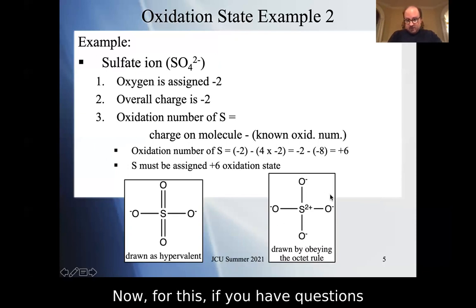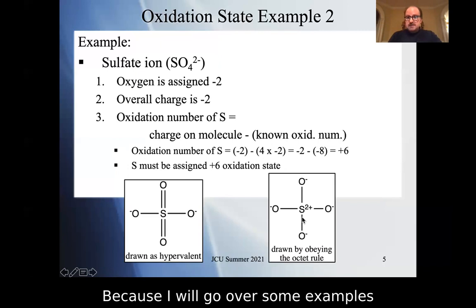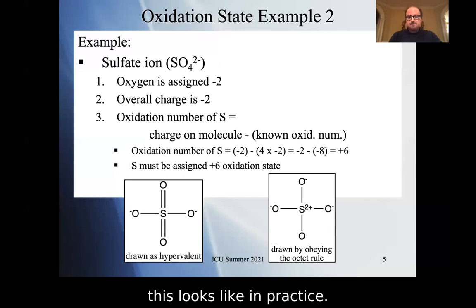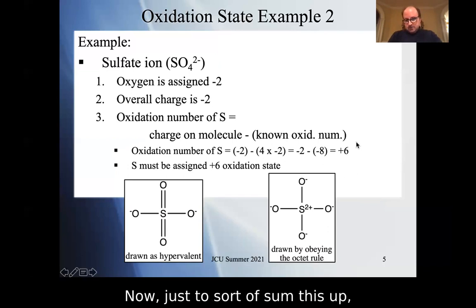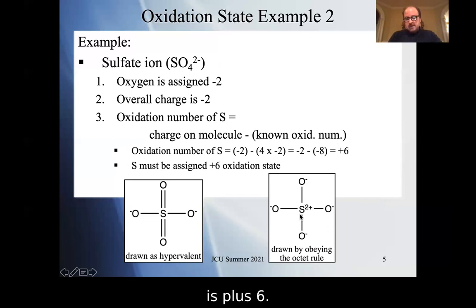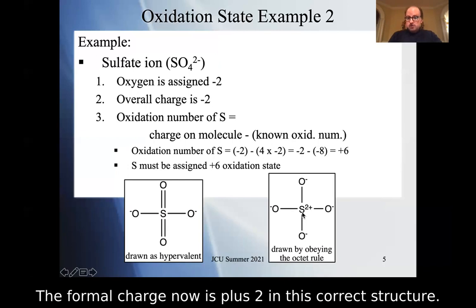Now, if you have questions of how I go from the left to the right, hopefully that will become more clear, because I will go over some examples during lab this week to help show what this looks like in practice. Now, just to sum this up, we said that the oxidation number on sulfur is +6. The formal charge now is +2 in this correct structure, right?